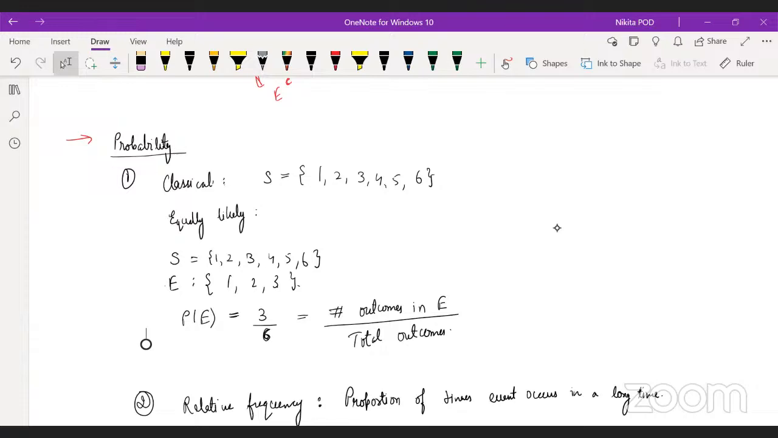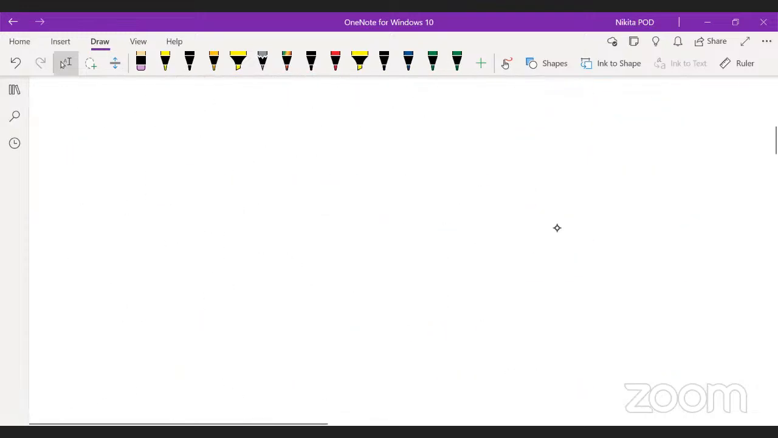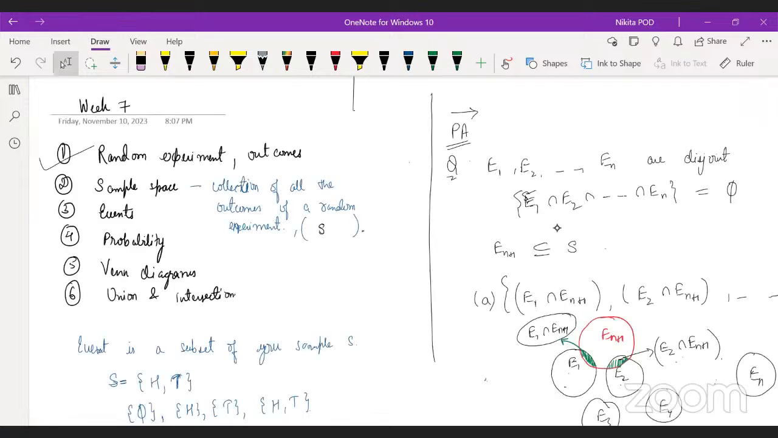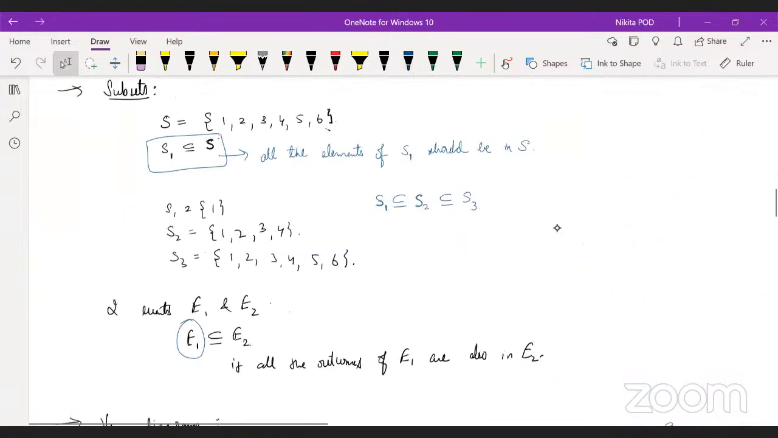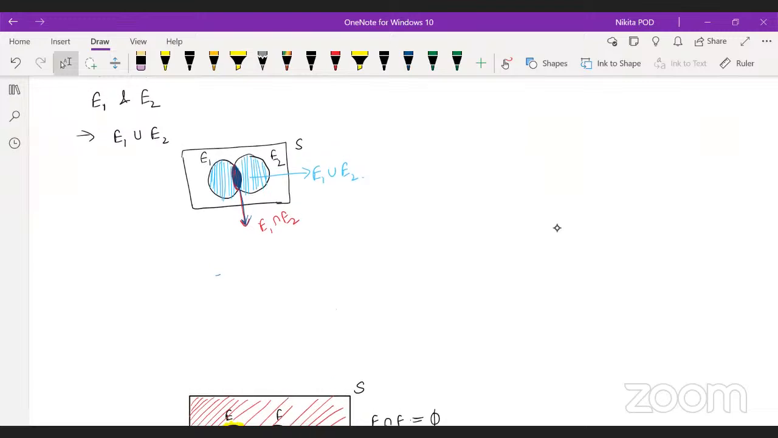Ma'am, if two events E1 and E2 are disjoint and subsets of S, can we say the union of both will be S? Can you repeat? Suppose there are two events E1 and E2, and E1 and E2 are subsets of S, and E1 intersection E2 is the null set. Then does that imply E1 union E2 is S? That will depend. What is S here? S is the sample space.